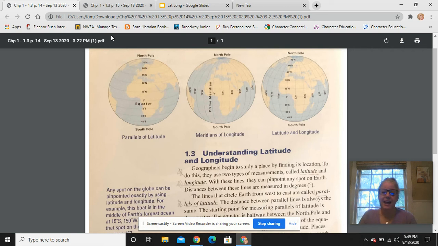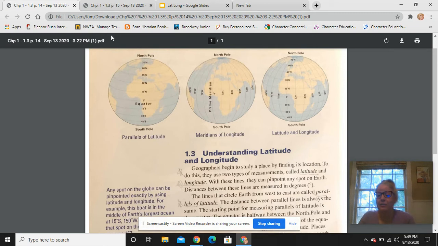And we are back today, and we're continuing with Chapter 1, the Geography of the United States. And we're going to move on today to Latitude and Longitude. Now, you should have received yesterday your Social Studies textbook and a copy of the Chapter 1 packet.